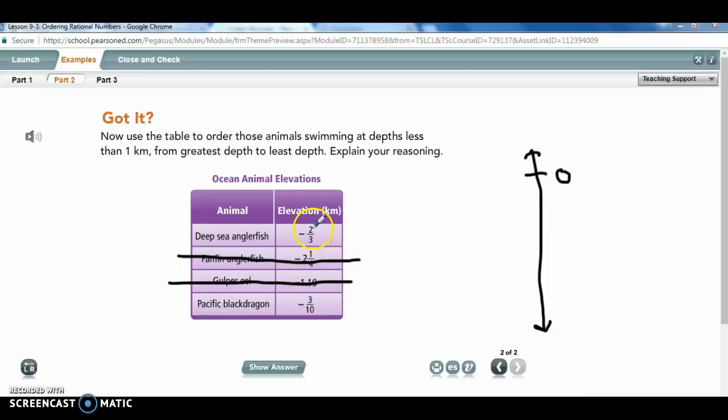If I divided 2 divided by 3, I would find that I have a repeating decimal. So it is actually negative 0.6666 repeating. I'm just going to write 66 and put a line over there to show it's repeating. If I divided this out, 3 divided by 10, I would get negative 0.3, or 3/10. So if I'm dealing with a number line, I know that this is going to be my deeper fish, the deep sea anglerfish. So this is number 1. And the Pacific black dragon is going to be the fish at the least depth.